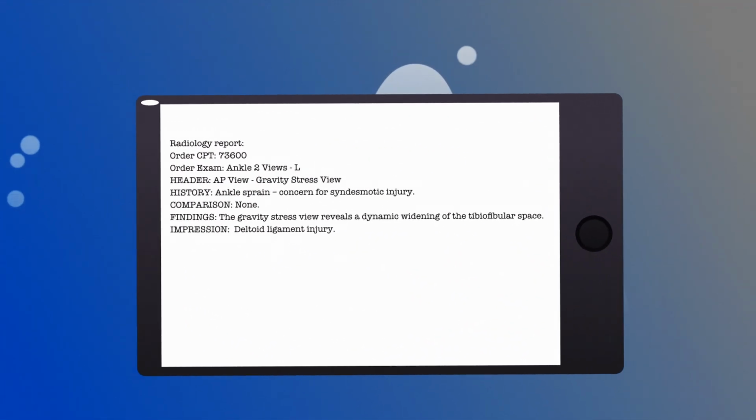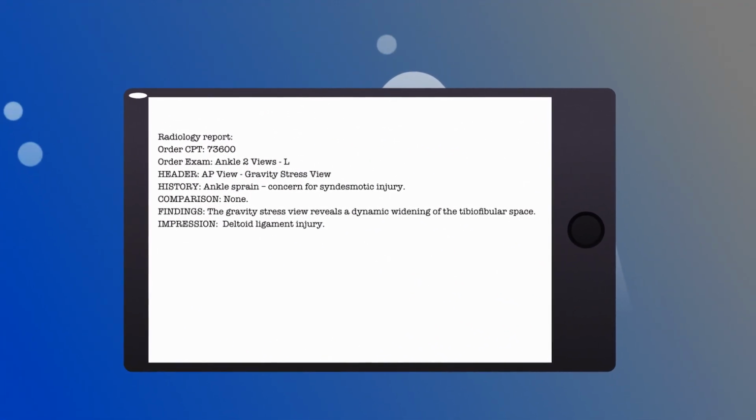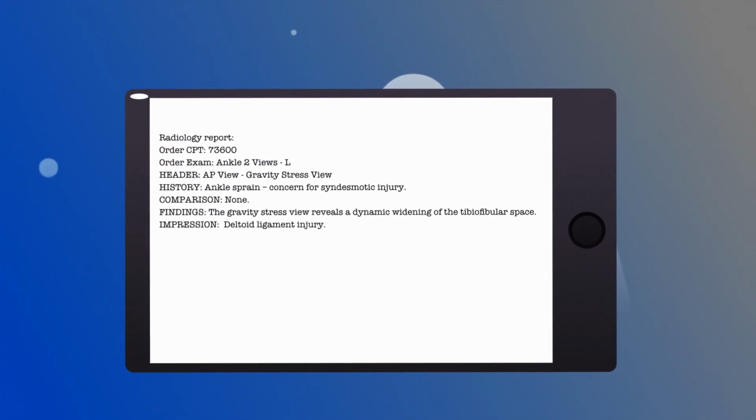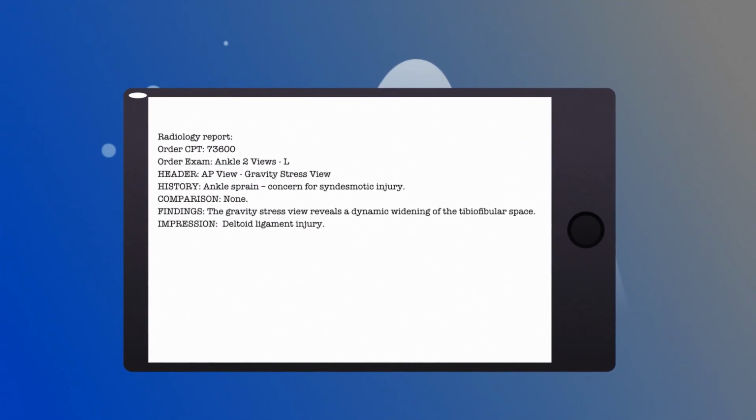Report example. Exam: left ankle gravity stress view. History: ankle sprain, concern for syndesmotic injury. Comparison: none. Findings: the gravity stress view reveals a dynamic widening of the tibiofibular space. Impression: deltoid ligament injury. This exam includes 1 gravity-assisted stress view with no provider force.